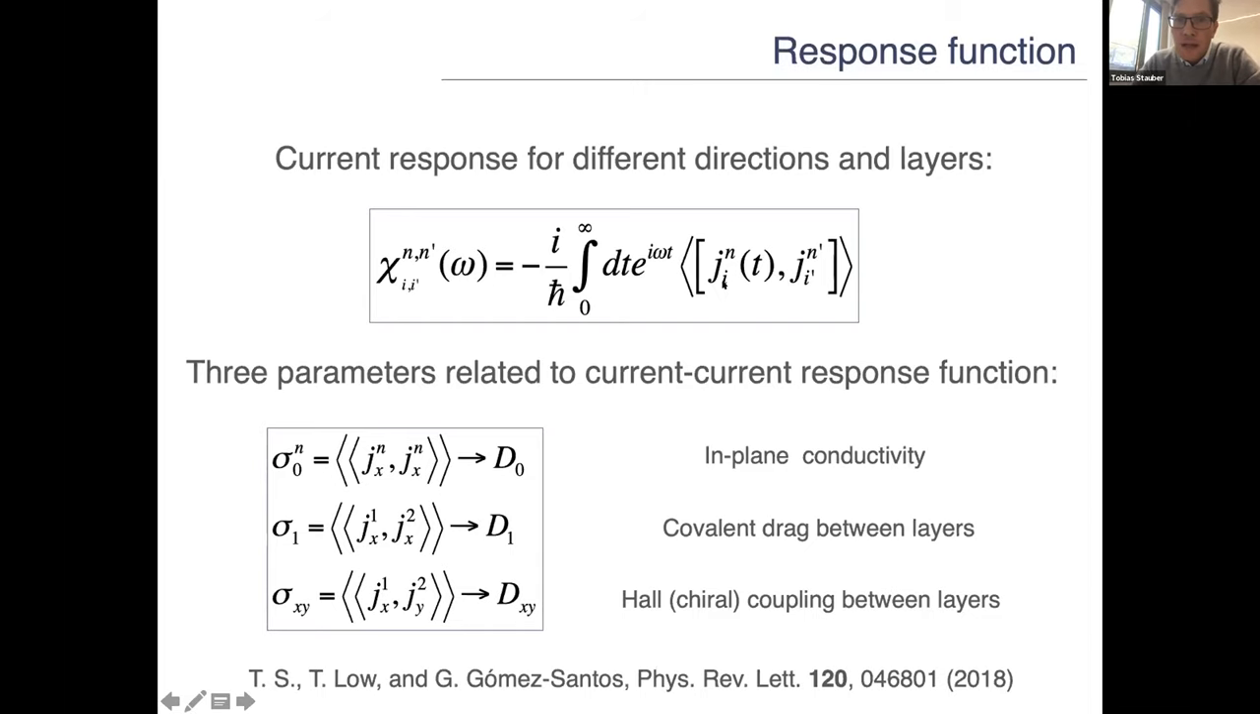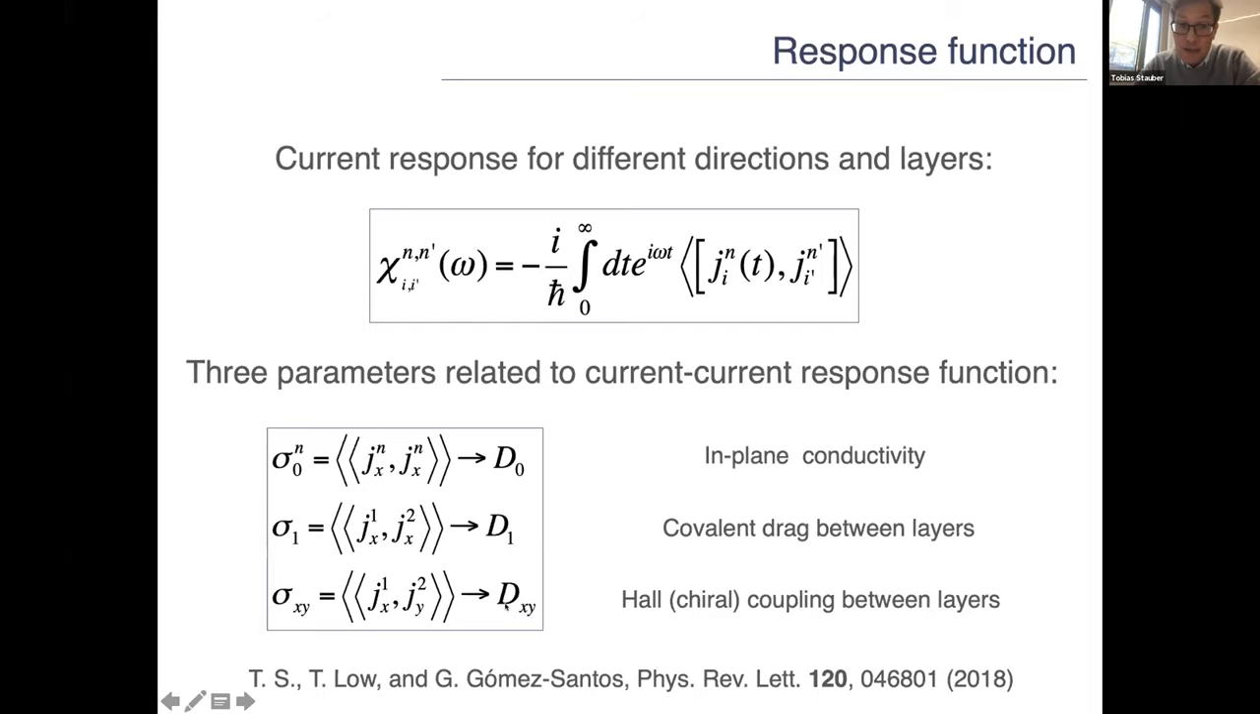Now, what we have to do is calculate the current response function, and we have to do this for different layers and different directions. In total, there are 16 of these quantities, but you can show by symmetries that only three of them are really different. One is this in-plane conductivity, and the other one is the covalent drag between the layers. So you have one current in one layer, which is dragging another current in the same direction in the other layer. This is maybe known especially from the Coulomb drag. This is now not due to Coulomb interaction, but due to the covalent, interplane hopping.